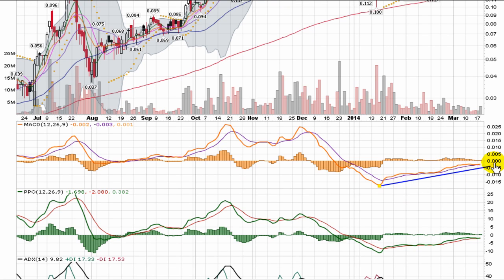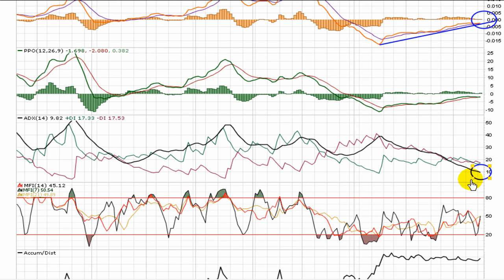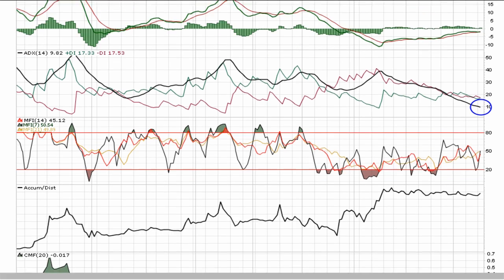MACD is trending back towards zero. Of course, what we look for there is a break through the zero mark to indicate a trend shift back into bullishness. ADX down very low. When it reaches these exaggerated levels, we look for it to start to move upward, add some strength to a direction. Positive and negative DI are in neutral positions, so it doesn't tell you which direction to look for. It just says look for a sharper move to start happening.